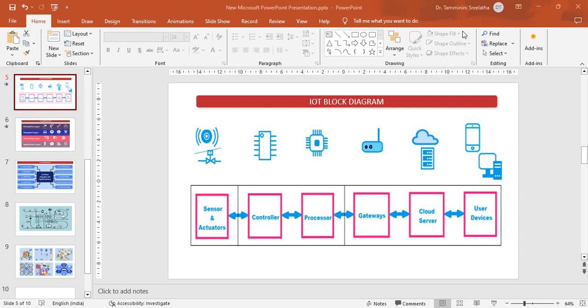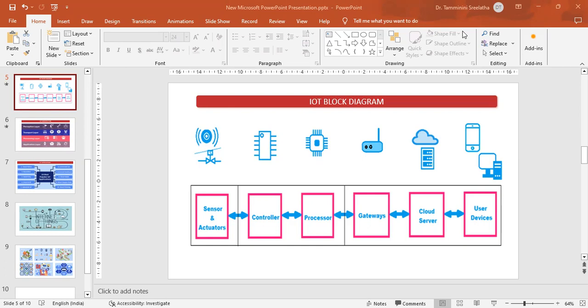The next block is the controller. It plays a very important role as it controls all the sensors and actuators which we are connecting in our IoT applications. In our IoT applications, depending upon our application, we will be using many sensors and actuators. All these will be controlled by our controller. It will help to convert analog signal to digital as well as digital to analog conversion depending upon our applications.